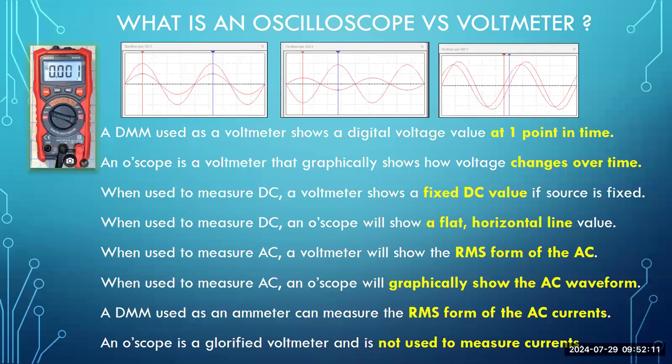An oscope is a glorified voltmeter. We don't typically use it to measure currents, so don't think about using an oscilloscope for measuring currents. Just use the digital multimeter as an ammeter to measure AC currents.